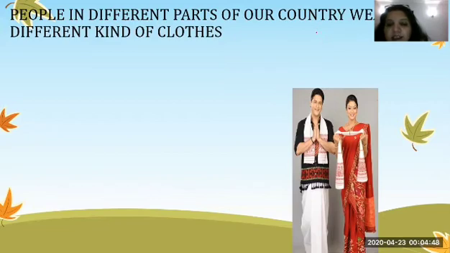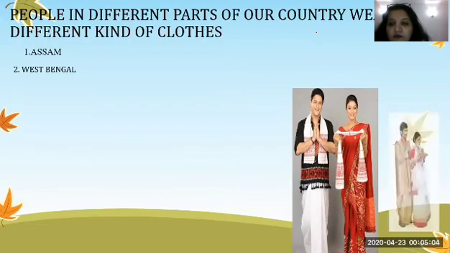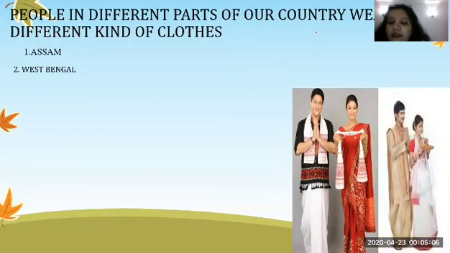Now we can see that people in different parts of our country wear different kinds of clothes. In this you can see the image of a man and woman wearing a particular kind of cloth which will tell us the state they belong to. Let's see which state they belong to. They belong to the state of Assam. In the same way, let's look at the next one, that is West Bengal. You can see a man and woman wearing the costume of West Bengal.